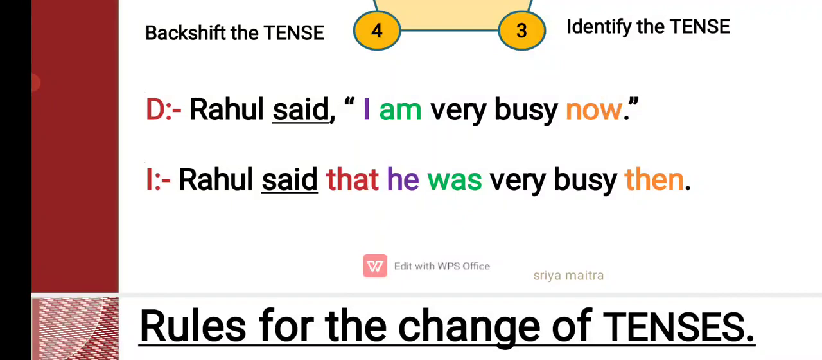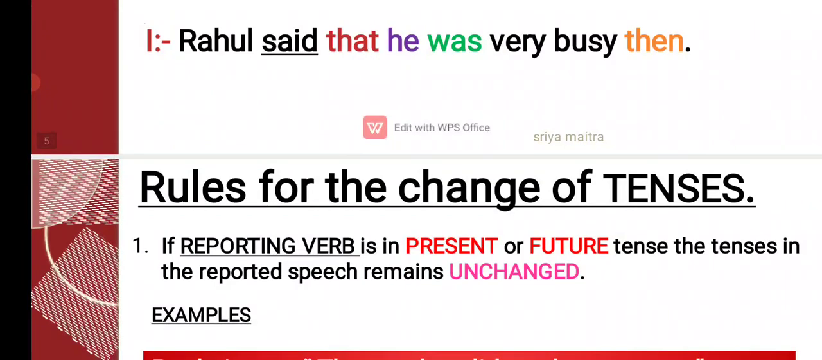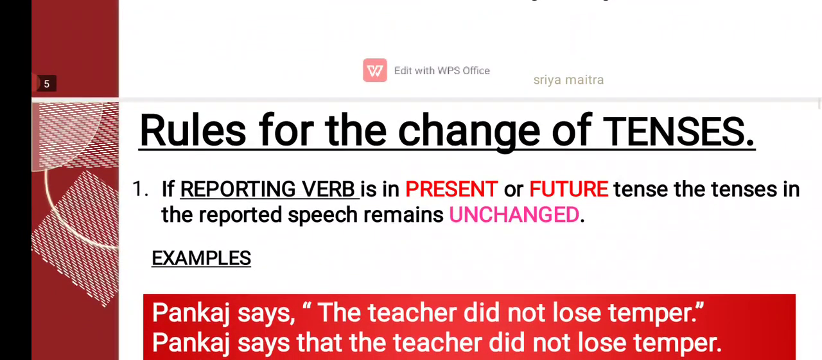So that you can see we have changed the person. I became he, and the tense, simple present, became simple past here. So this is the rule for the change of tense. If the reporting verb is in present or future tense, the tense in reported speech remains unchanged. So this is an exception.